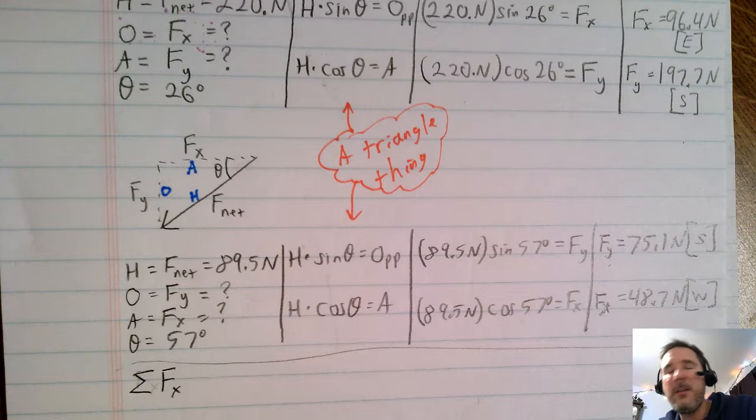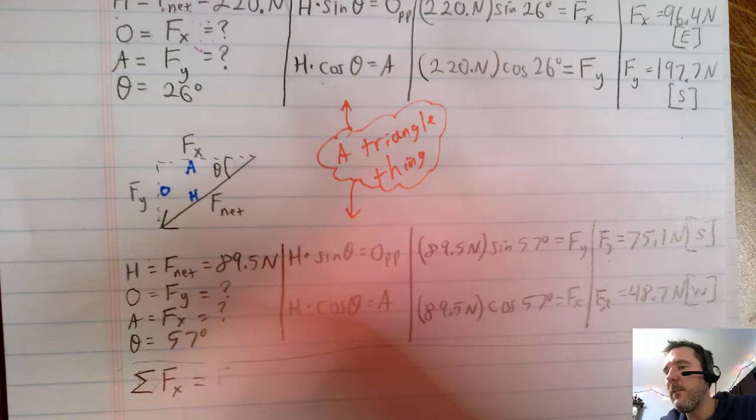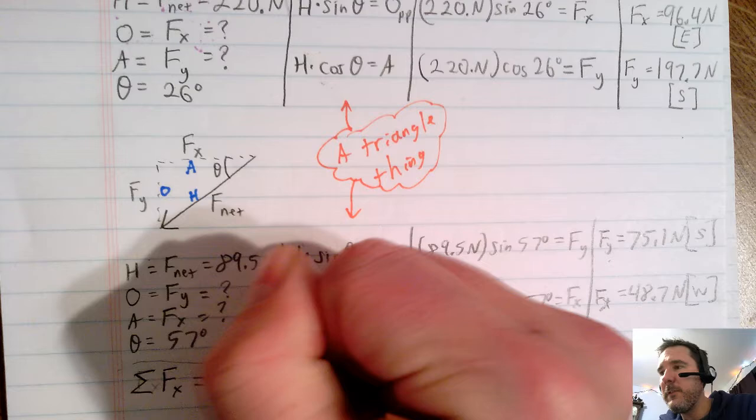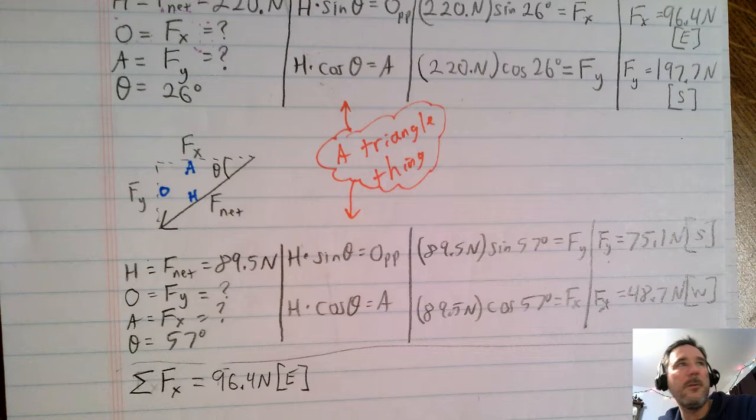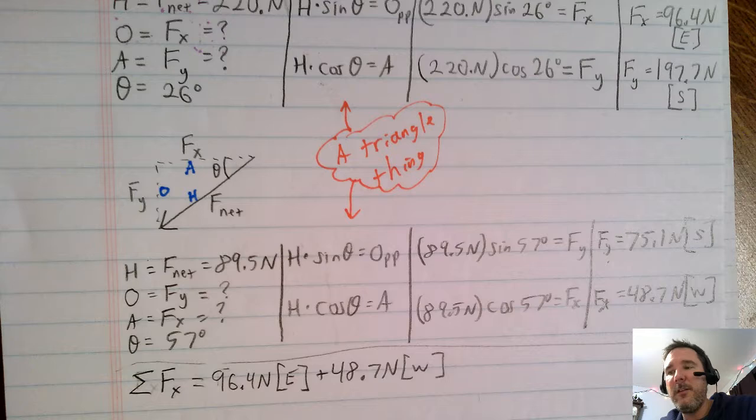And so the sum of our Fx's will be 96.4 newtons to the east. I think it's still up on the screen. Yeah, top right corner. Plus, I gotta be careful here, x's only, 48.7 newtons to the west. All right. Now, opposite directions, so what do we do? We subtract. I'm not gonna do this with my head.